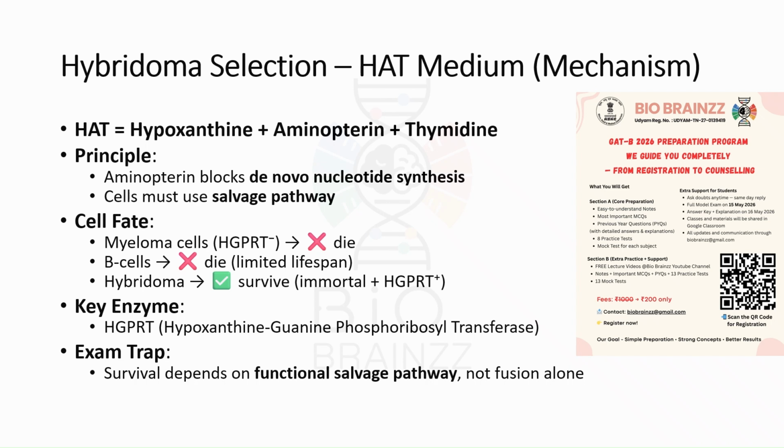Only hybridoma cells survive because they have both immortality and a functional salvage pathway. This selection process is very important for monoclonal antibody production.